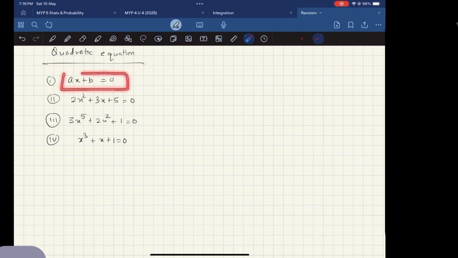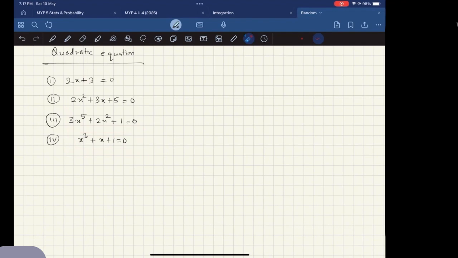Now, if you look at this equation, a and b are numbers. So I'm just changing it so that you can understand it better. Let's say that it is 2x plus 3, right? What is the highest power of x that you see here? Power 1. Very good. In this equation, what is the highest power of x? Power 2. And in this one, what is the highest power of x? Power 5. Perfect. And what about this? Power 3.